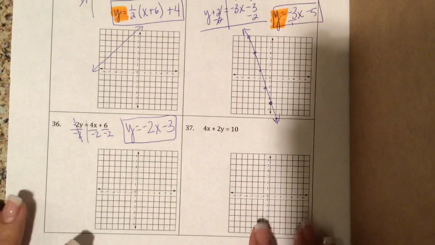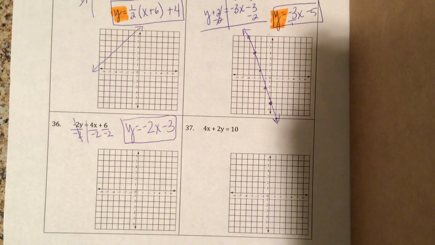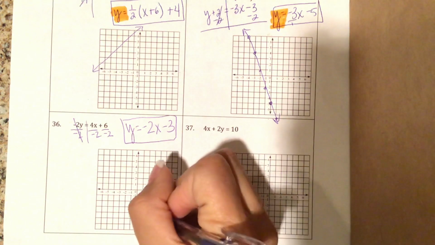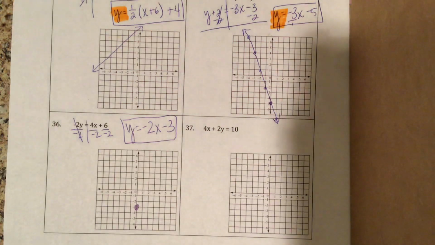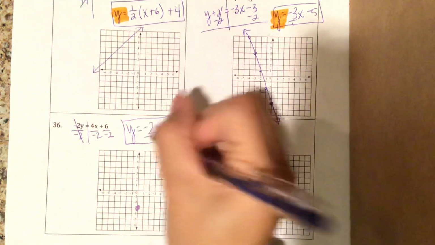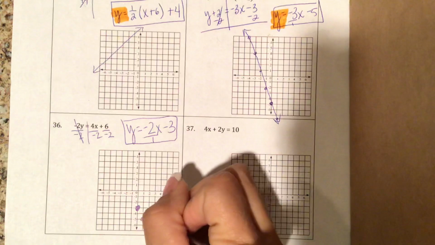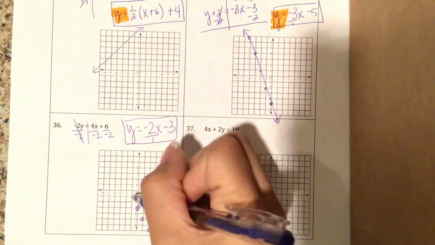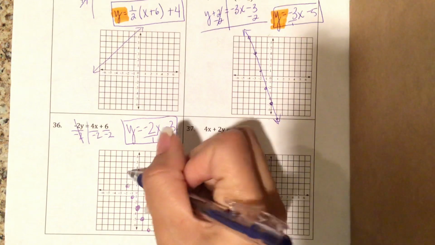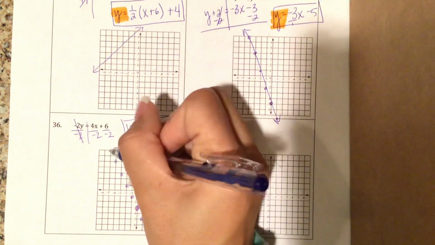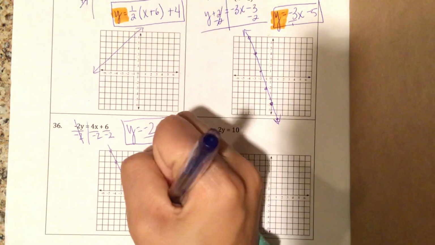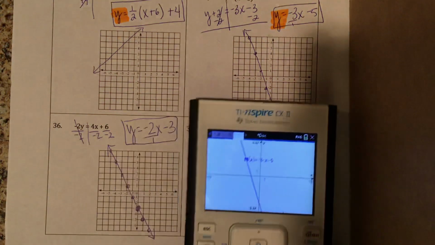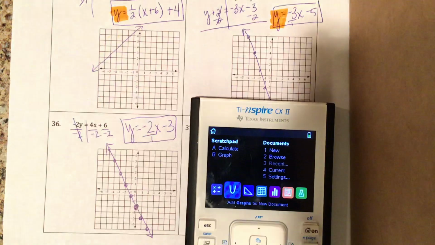Again, I'm going to graph it by hand, and then I'm going to plug it in and check that in the calculator. Back number is a negative 3, so I begin at negative 3 on the y-axis. Slope is down 2 over 1, down 2 over 1. Same thing, up 2 over 1, up 2 over 1, up 2 over 1. Okay, so I graphed it from the slope and the y-intercept. Now I can check it.